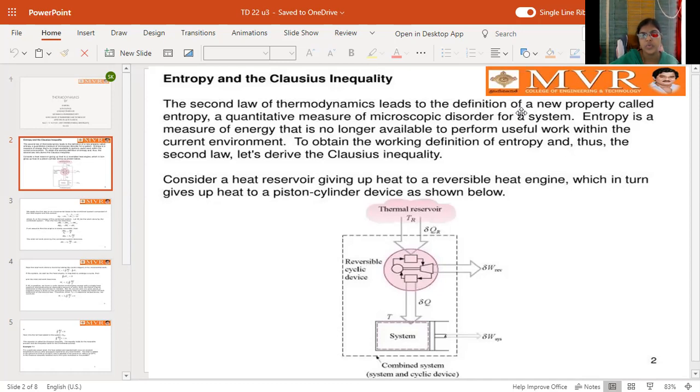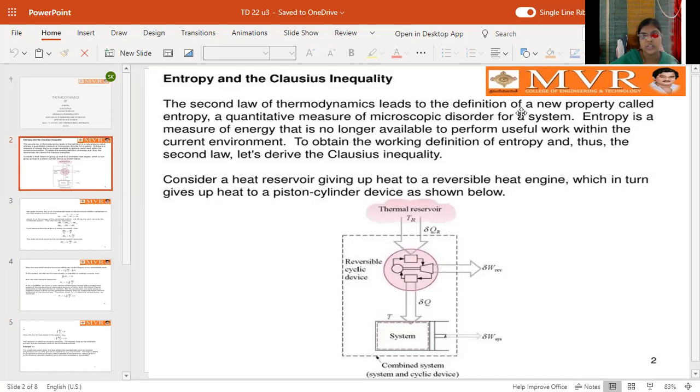Entropy is a measure of energy of individual particles that is no longer available to perform useful work within the current environment. So to obtain the working definition of entropy, enters the second law.